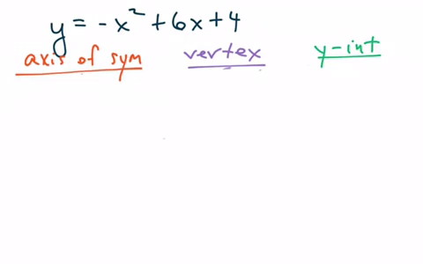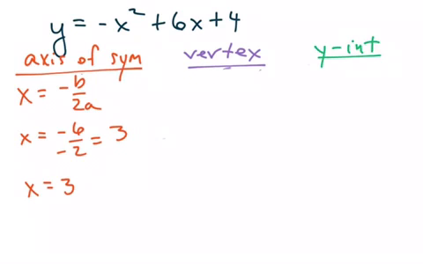Okay, we're starting to run out of time here, so let's go through the axis of symmetry. Once again, we're doing x. x is equal to -b over 2a. So for this one, we got our b, which is 6. -6 over 2 times -1 is -2, in which we get +3. So x is equal to 3.